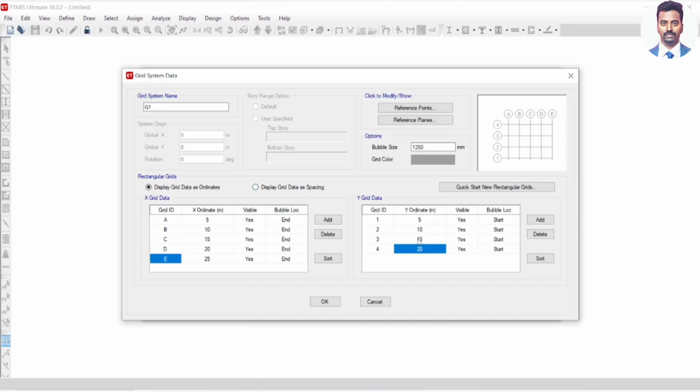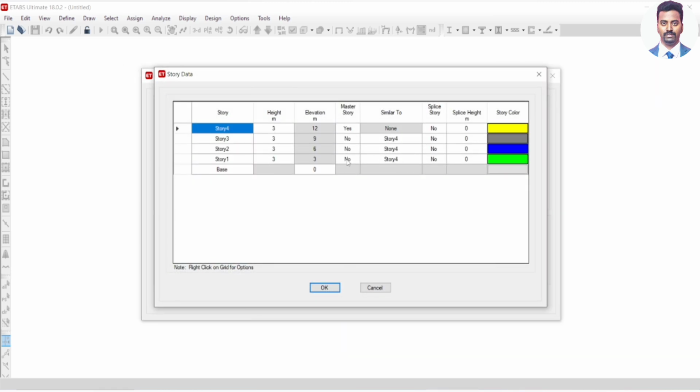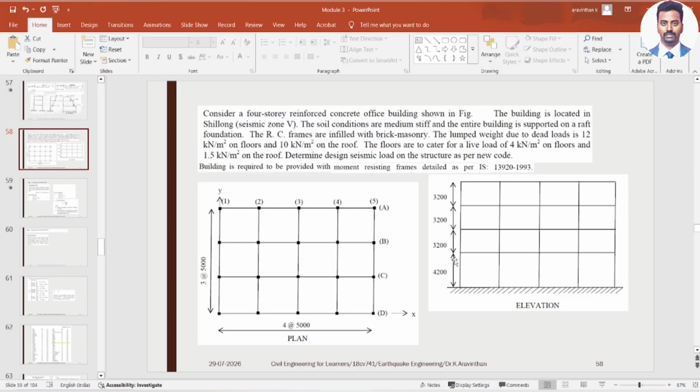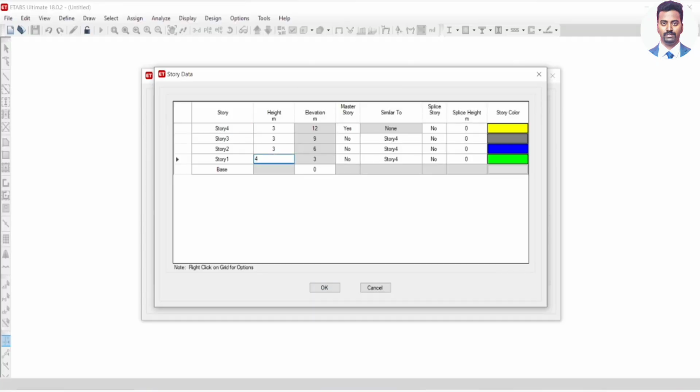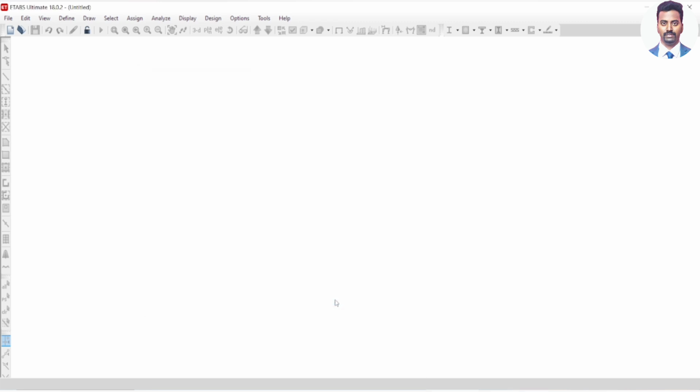The story height, next we can provide. First floor height is 4200 mm, rest of them are 3200. Base to first story is 4.2, 3.2 and 3.2. Yes, each and every floor we have given the height. Let us press OK. We will get our structure here.